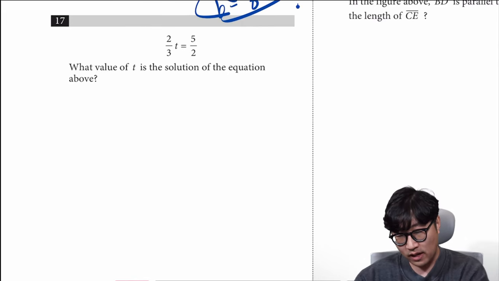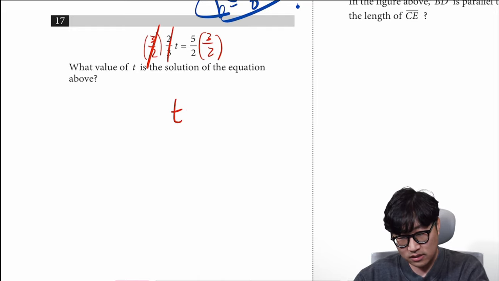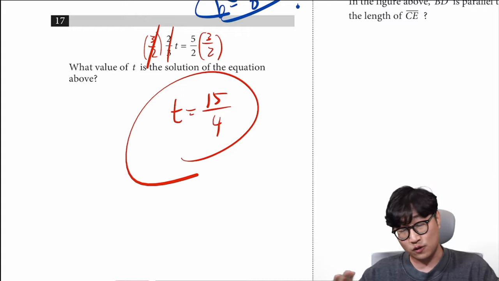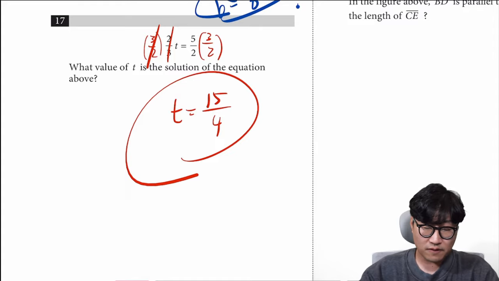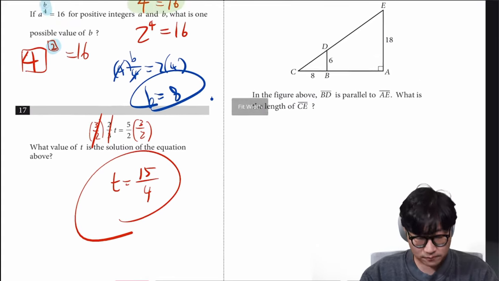Number 17, what value of t? It's so easy. 3 over 2 multiply because that cancels this. So that will just be t is equal to 15 over 4. Keep it as is. Keep it in fraction instead of turning it into 4.25. If you will, 3.75, I'm sorry, 3.75. But once again, I would probably prefer to have it in fraction.